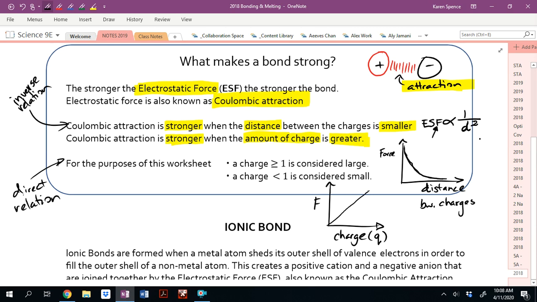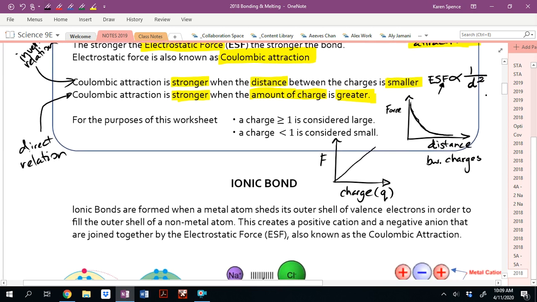Okay, for the purposes of this worksheet, oopsie, that arrow's pointing the wrong place. There we go. For the purposes of this worksheet, any charge greater than 1 is considered large. Any charge less than 1 is considered small, just to simplify our lives.